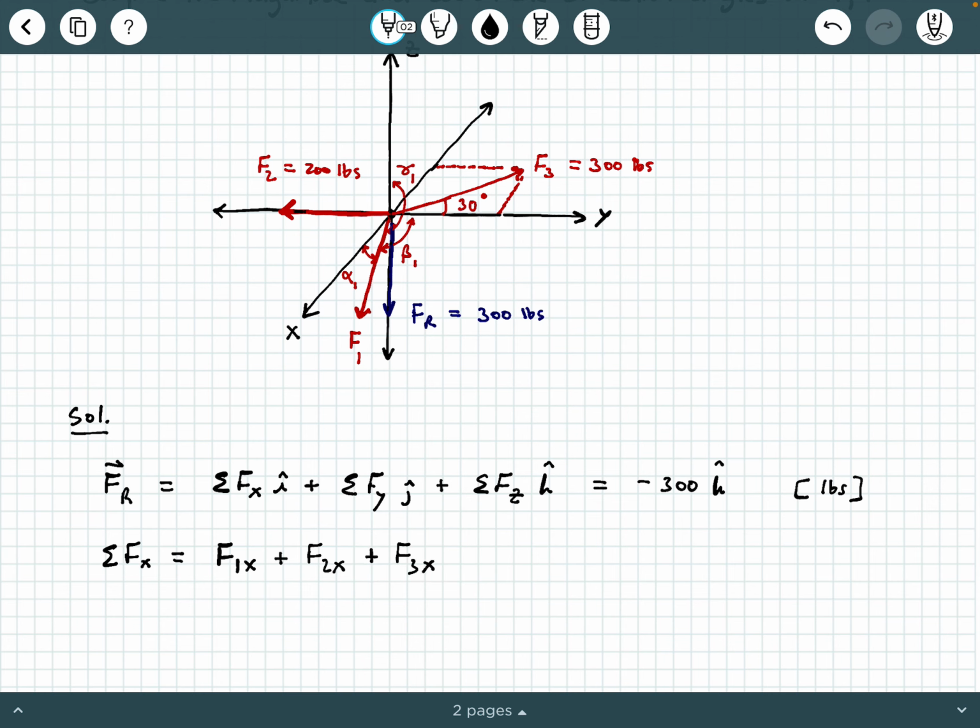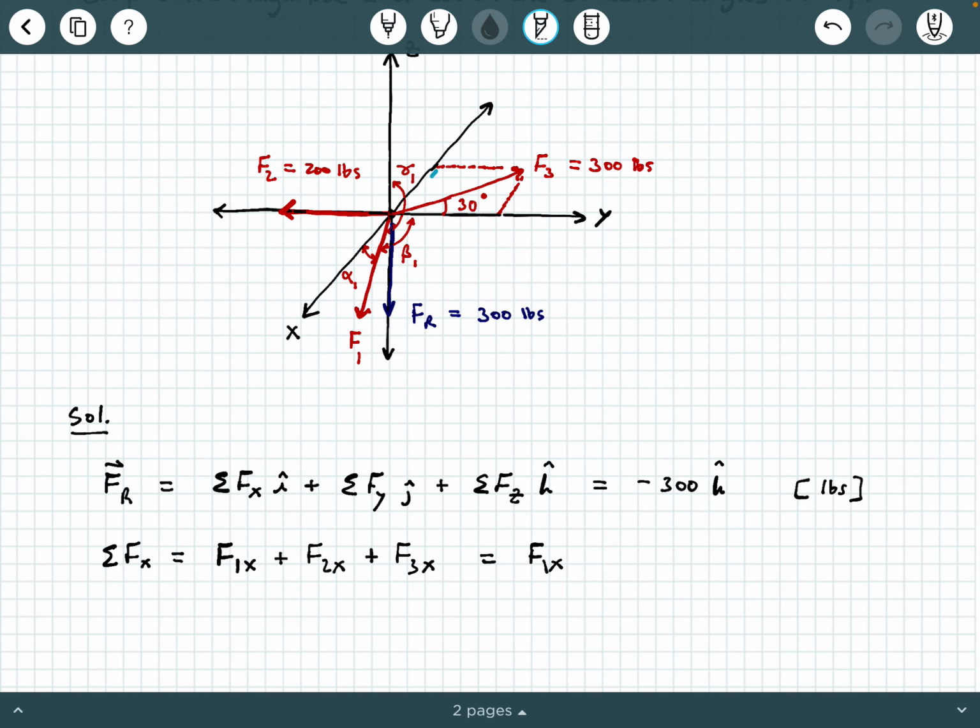So again, we're going to say equals F1x. We don't know that one. What is F2x? What is the x component of force 2? Well, if you said 0, you'd be correct. If you look here, F2 is pointing completely in the y direction, specifically in the negative y direction, but it has a 0 x component, so that's gone. F2x is gone.